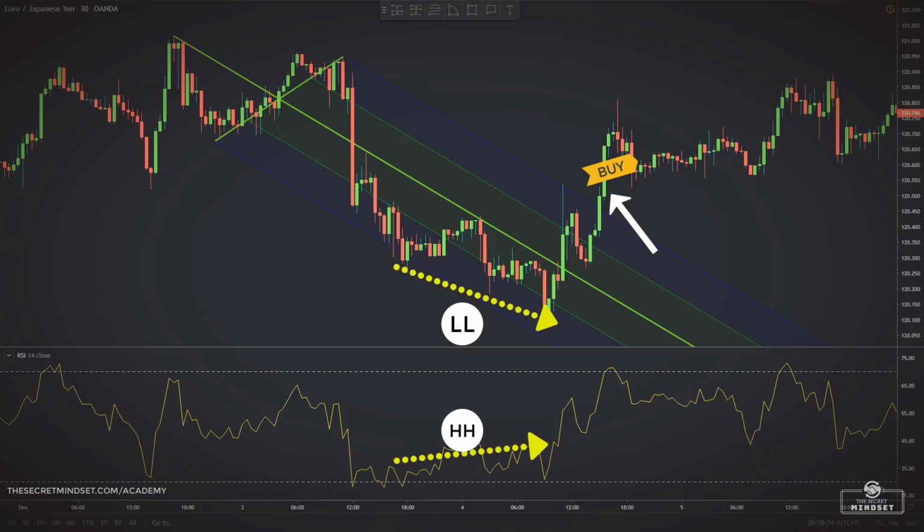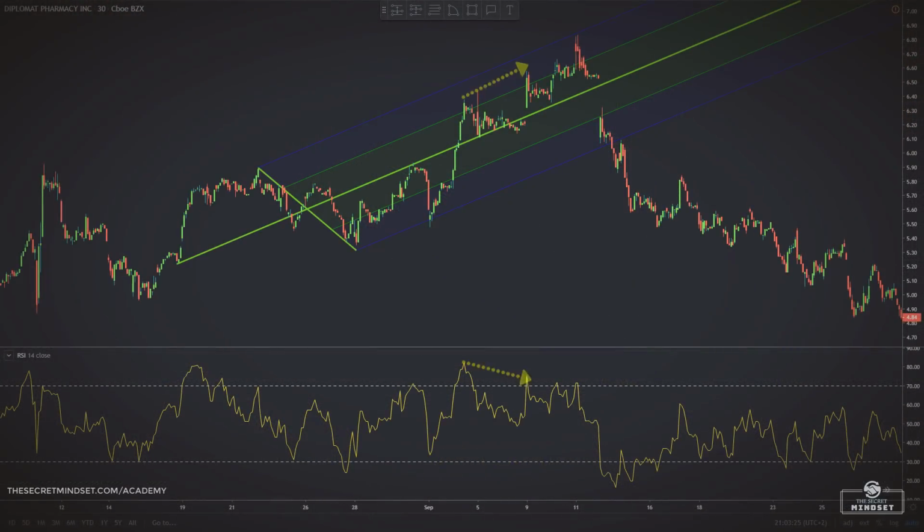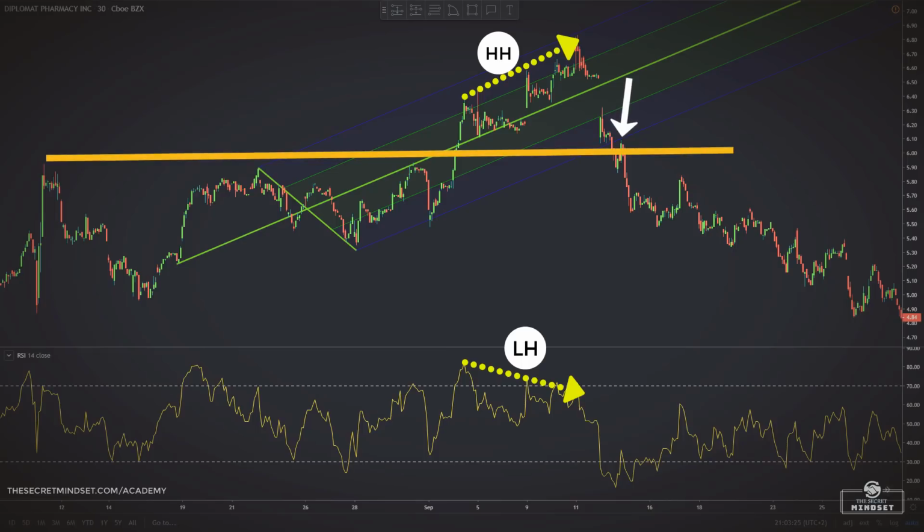I strongly encourage you to search for this pattern on your charts. Here are other trades based on RSI divergences and Andrews Pitchfork breakouts.